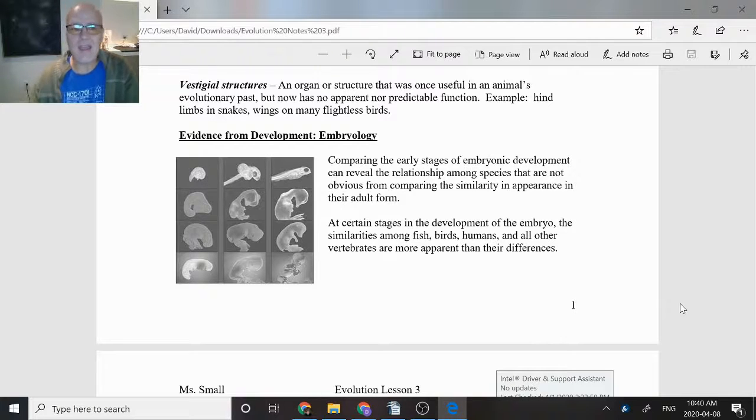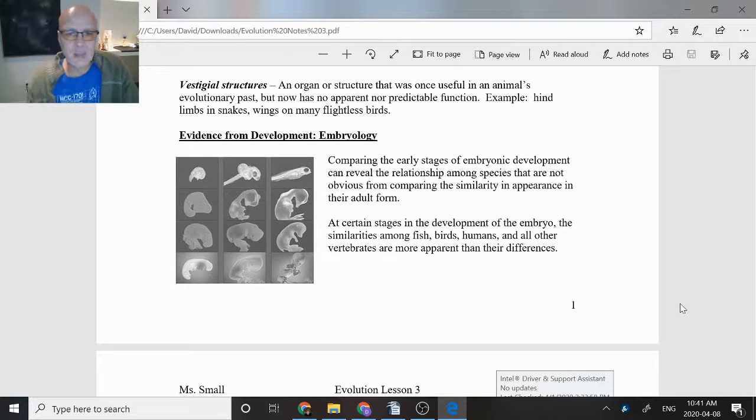Next, we have evidence from embryology. And let me just say this: ontogeny does not recapitulate phylogeny. Okay? That's not a random statement, but it's one of those things you can say to sound really smart. Basically, what we're saying is that the development of a baby, a fetus, is not the same as the evolutionary development of an organism, but there are a lot of similarities.